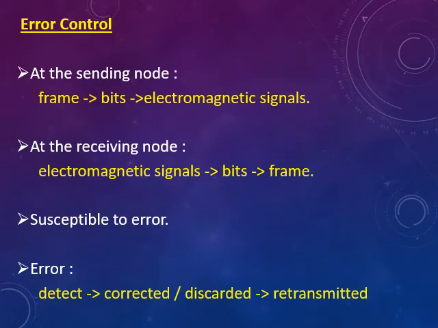Error control. At the sending node, a frame in the data link layer needs to be changed to bits, transformed to electromagnetic signals, and transmitted to the transmission media. At the receiving node, the electromagnetic signals are received, transformed to bits, and put together to create a frame. Since electromagnetic signals are susceptible to error, a frame is susceptible to error. The error needs to be detected. After detection, it needs to be either corrected at the receiver node or discarded and retransmitted by the sending node.